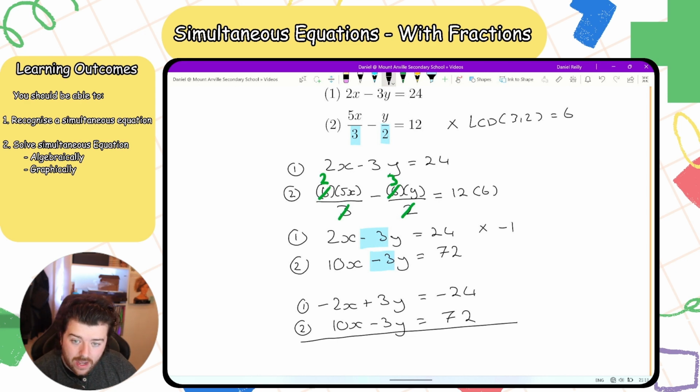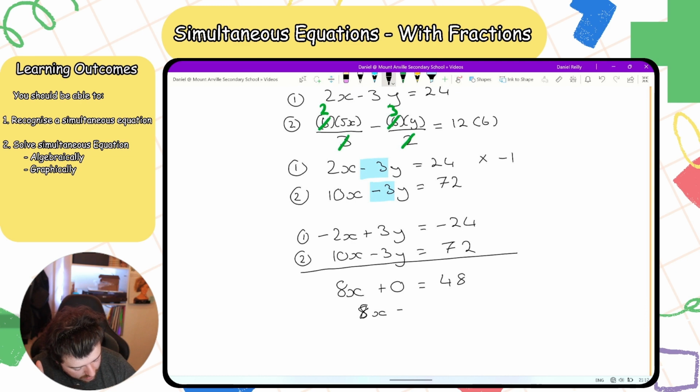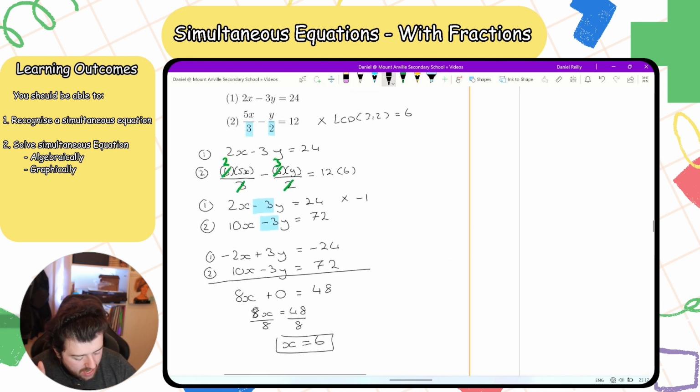Now I add the two equations together. Minus 2x plus 10x is going to give me 8x. 3y minus 3y is 0. Minus 24 plus 72. Okay. Hold up. 48. That's going to equal 48. So, I have now 8x equals 48. Divide both sides by 8. I get x is equal to 6. So, I have x is equal to 6. Now we sub it in. So I'm going to sub it into equation 1.